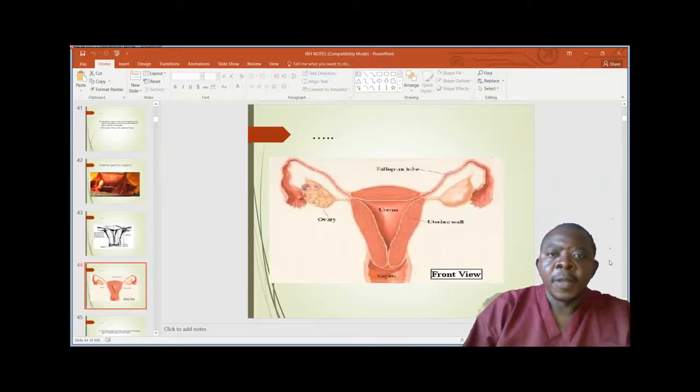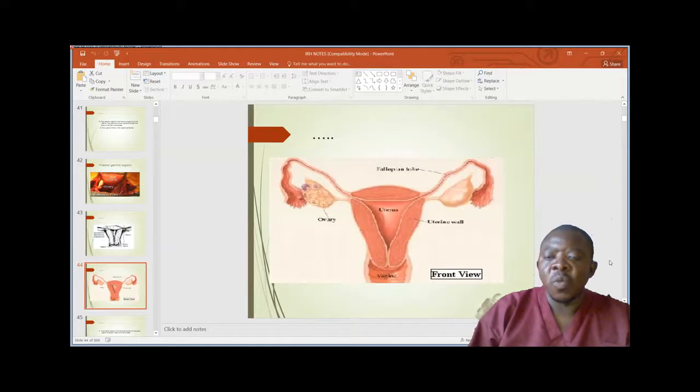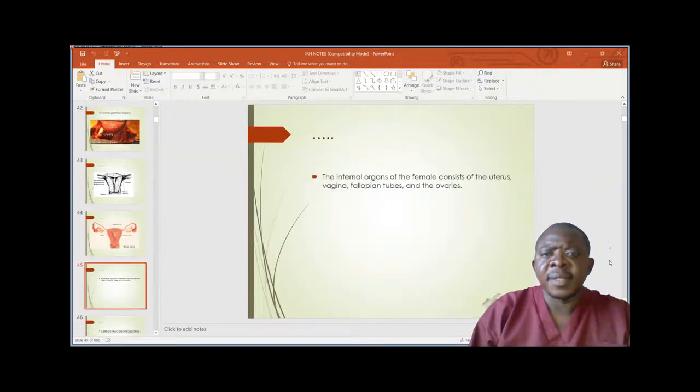Here is another flat view that tries to show the uterus, the ovary, the fallopian tubes, and the uterine wall. This is just for us to appreciate these internal organs. So the internal organs of the female consist of the uterus, vagina, fallopian tubes, and the ovaries.